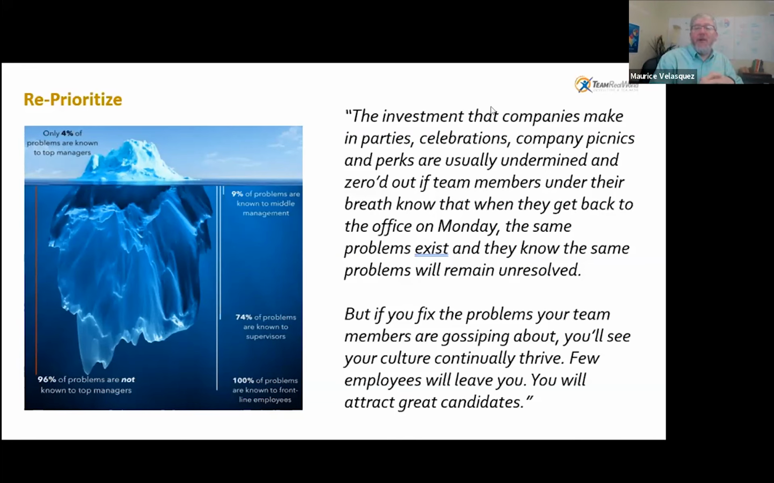But look at the bottom paragraph. If you fix the problems your team members are gossiping about, you'll see your culture continually thrive. And the operative word there is gossiping. They're probably gossiping about stuff that they've been waiting to be resolved, and it's now become drama.